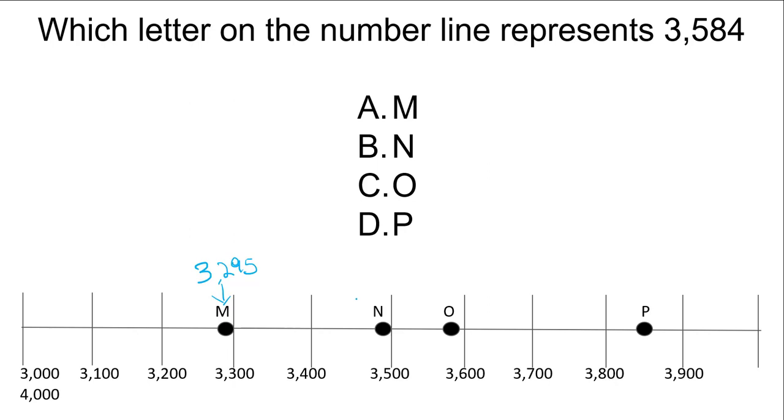But definitely not 3,500. Okay, what about this N? Is that 3,584? Well, I see it's less than 3,500. So maybe this would be 3,495, again, about? Yeah, I think so. What about this number here? It is less than 3,600. And could it be 3,584? Yes, it could be. I think this could be.